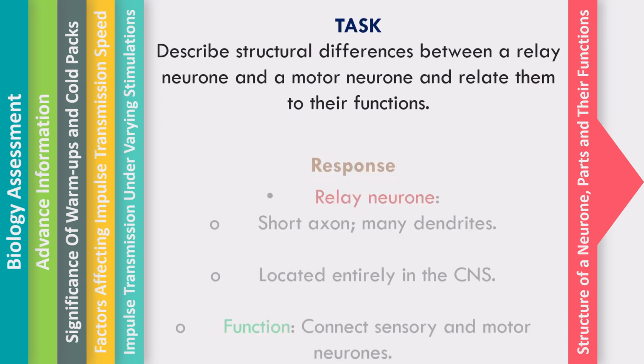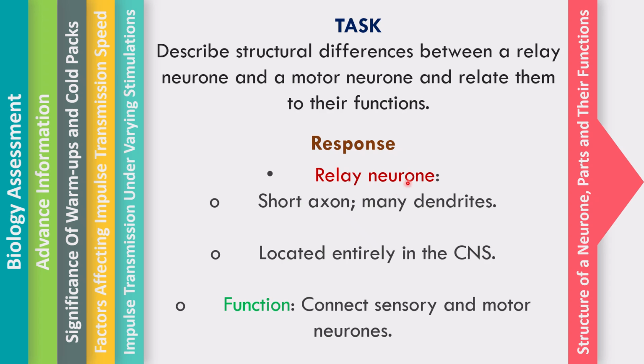Relay neurons. They have a shorter axon and many dendrites. They are located entirely in the central nervous system. Under function, they connect the sensory and the motor neurons.